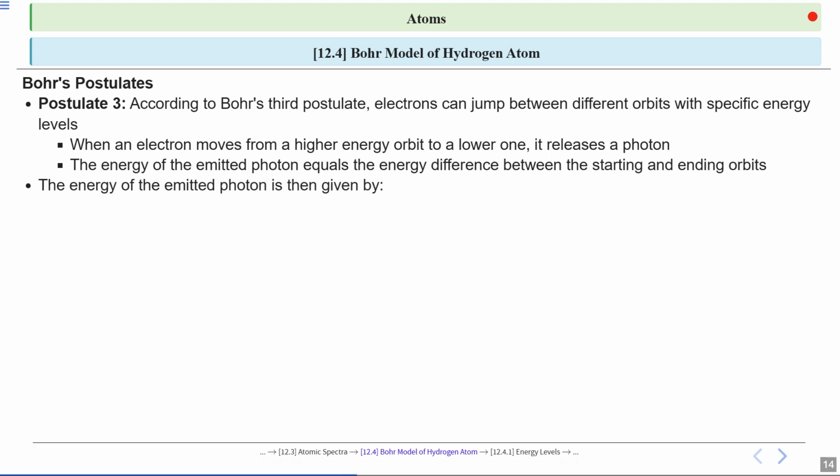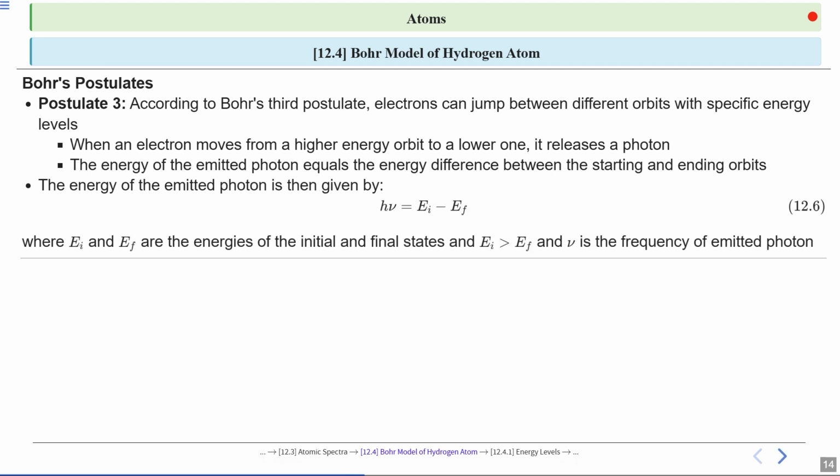So let's write down the formula for the energy of the emitted photon. So the formula is E equal to h nu. h nu is the energy of the emitted photon, which is equal to EI minus EF, where h is Planck's constant, which is about 6.62 times 10 to the power minus 34 joule seconds. Nu is the frequency of the emitted photon in hertz, and EI is the energy of the initial orbit. EF is the energy of the final orbit. Remember, EI must be greater than EF for emission to occur.